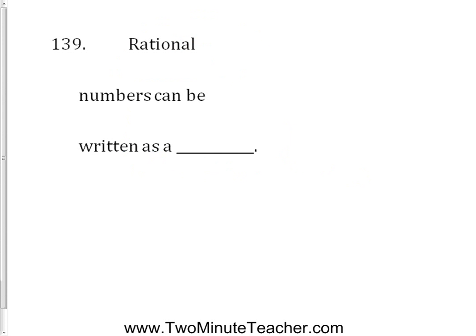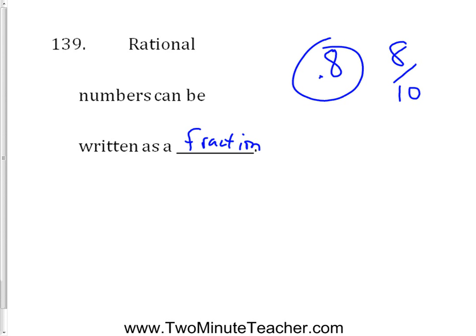Okay. Rational numbers can be written as a fraction. So every rational number can be written as a fraction. So think of things that can be written as a fraction. Can that be written as a fraction? Yep. So therefore, that is a rational number. If there's anything that can't be written as a fraction, then it's not rational, or it's irrational.